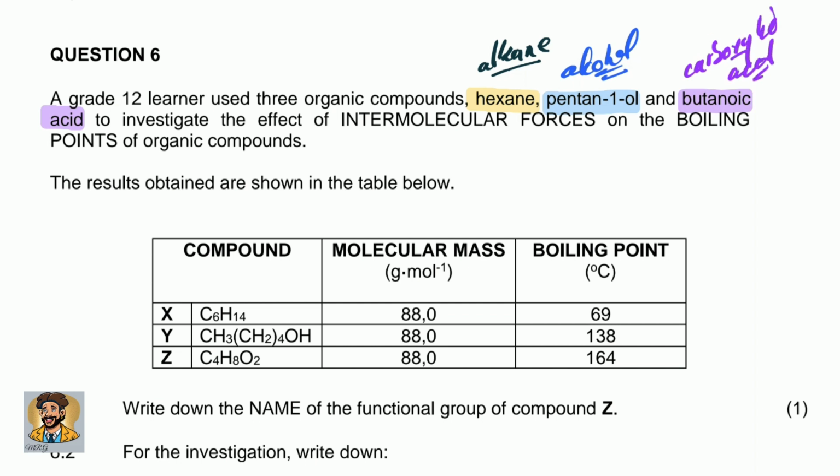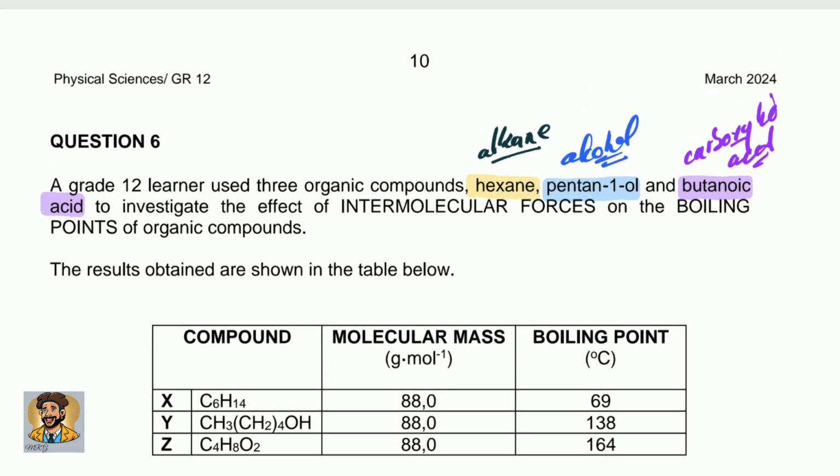Because we are speaking about intermolecular forces, it will also be convenient to write the type of intermolecular forces in each of these compounds before we move on. Remember, alkanes will have London forces only, which are the weakest intermolecular forces. Alcohols have hydrogen bond, but it can only form one side for hydrogen bond.